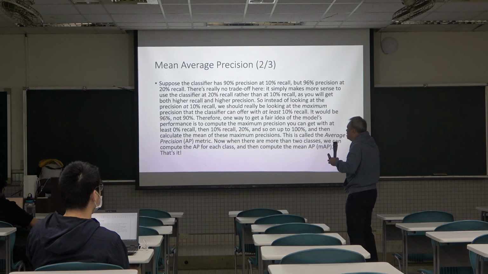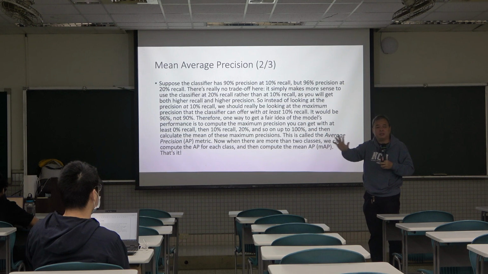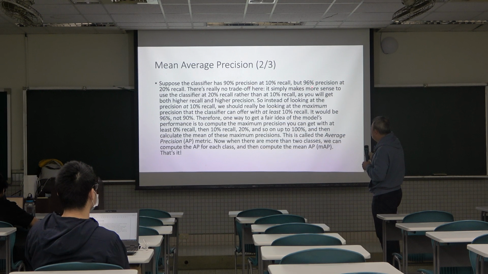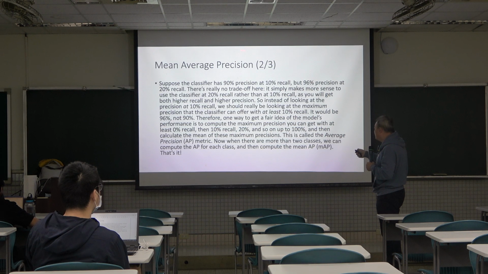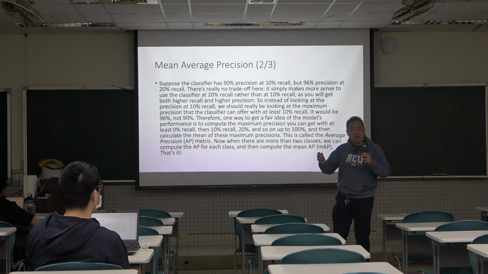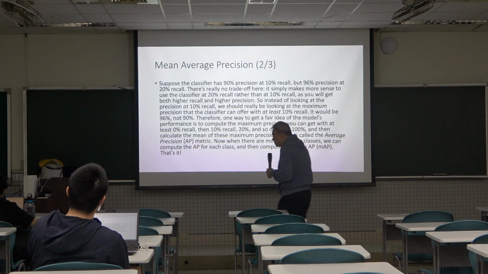So when I say trade-off between precision and recall, in a case like this, there's no trade-off, right? Basically, it's a no-brainer. Between these two, anyone with common sense should pick 96% precision with 20% recall, because both precision and recall are better, right? Okay, so that's the issue.